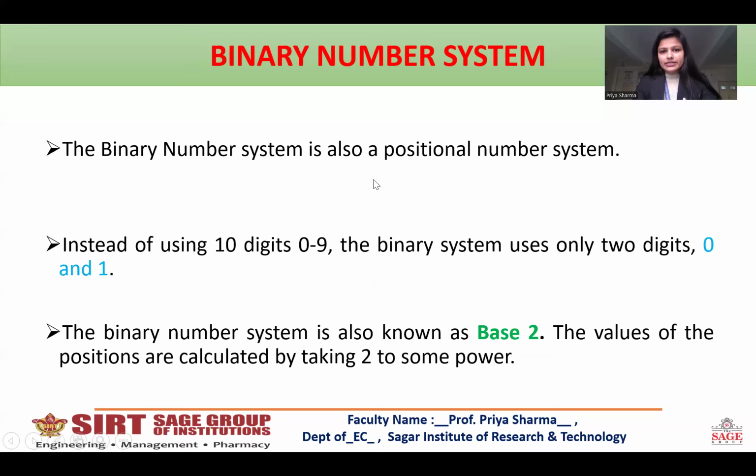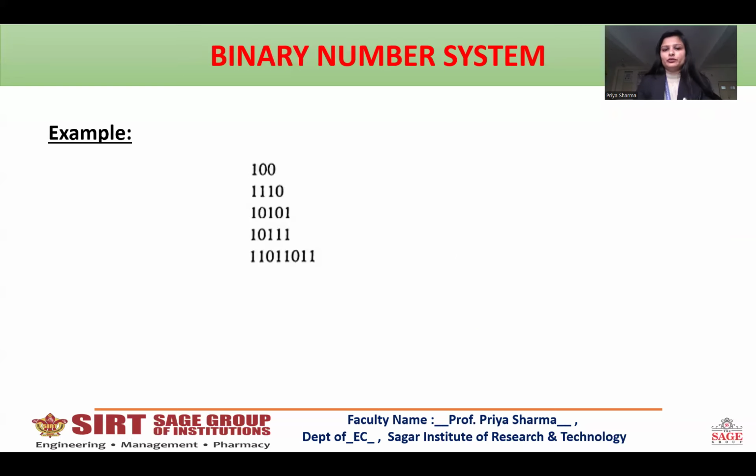Coming to the binary number system, it is also a positional number system. Instead of using all the 10 digits from 0 to 9, the binary system uses only 2 digits, that is 0 and 1. The binary system is known as base 2 as it uses only 2 digits. The values of the positions are calculated by taking the powers of 2. Likewise, we have taken the powers of 10 in the decimal number system. In this, we are going to take the powers of 2.